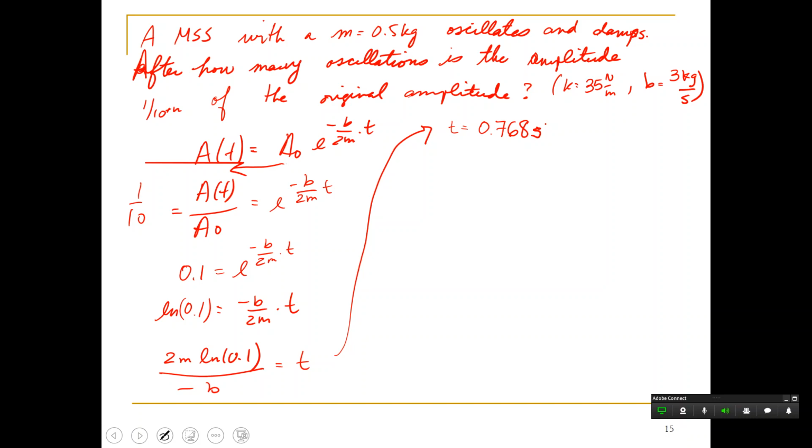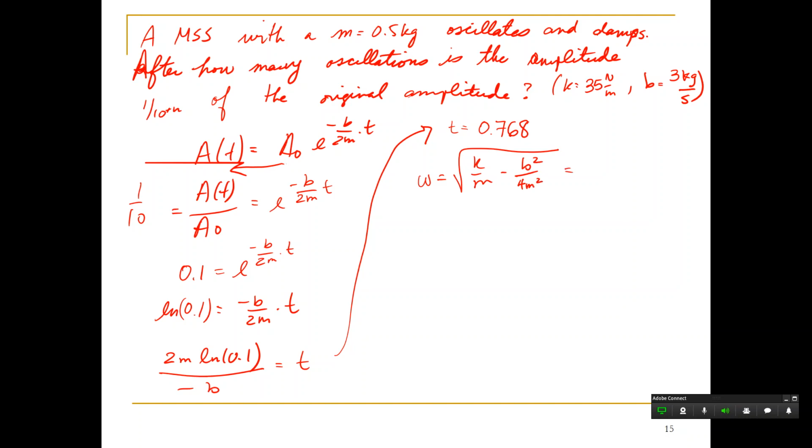But I'm not looking for the time. I'm looking for how many times did this thing bob up and down before it reached there. So let's find out. What do we need to find that out? How many times it bobs up and down? I need to find the angular frequency, exactly. So let's find the frequency or angular frequency, same thing. But let's find the angular frequency first because we have an equation for that. Square root of k over m minus b squared over 4m squared.